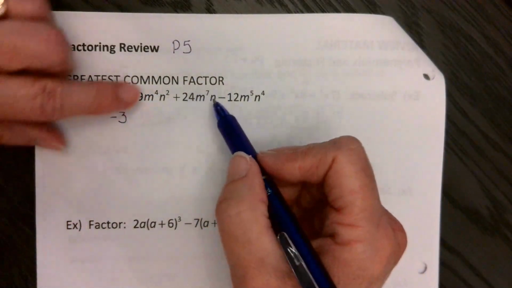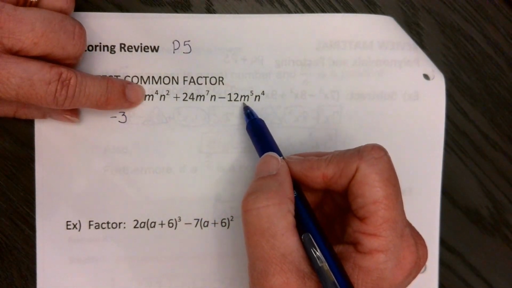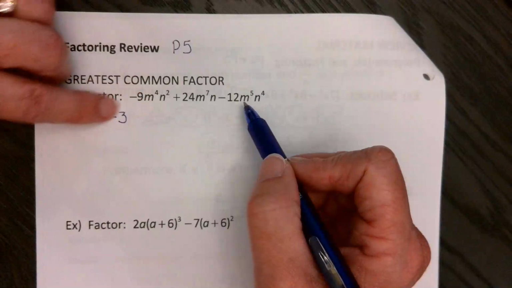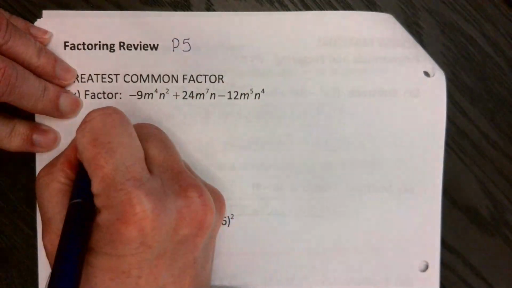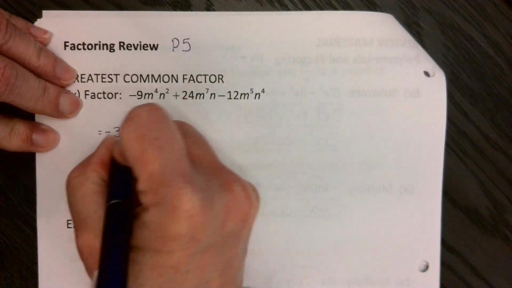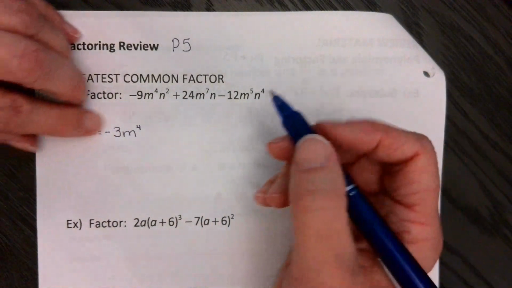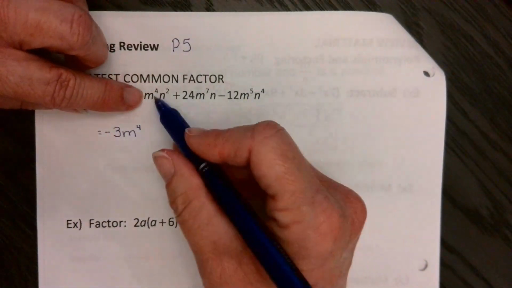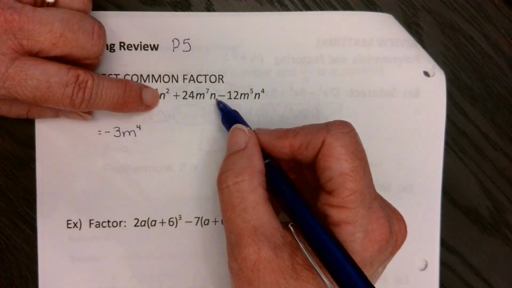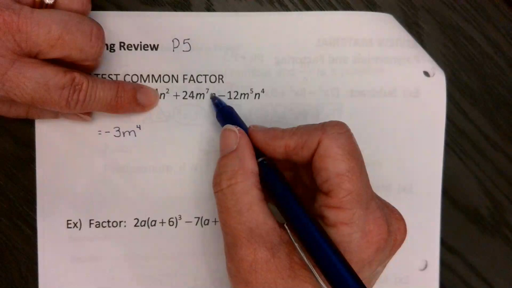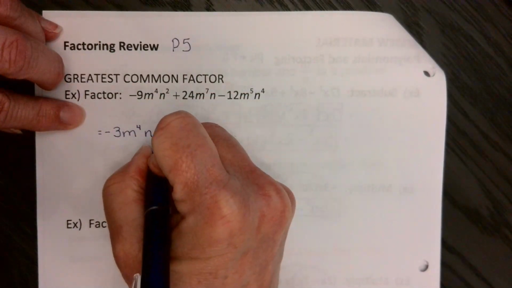Okay? Now, you have m to the 4th, m to the 7th, and m to the 5th. They all have 4 m's inside of them. So we are going to factor out an m to the 4th. You take this lowest exponent. So 4, 7, and 5, they all have at least m to the 4th. Now we have n squared, n, and n to the 4th. You pick the smallest one, which is n. So that's what we're going to factor out of each one.